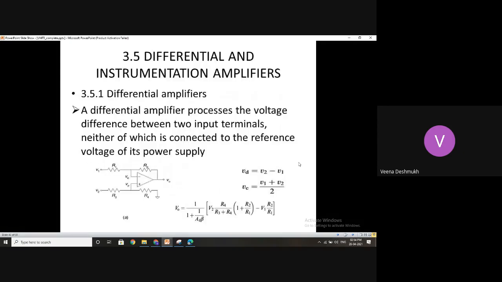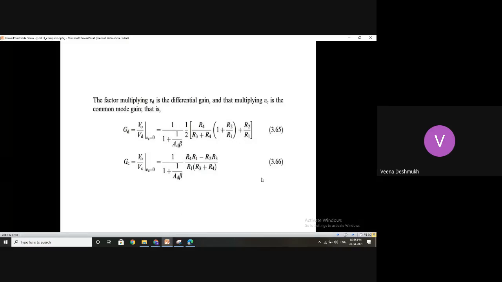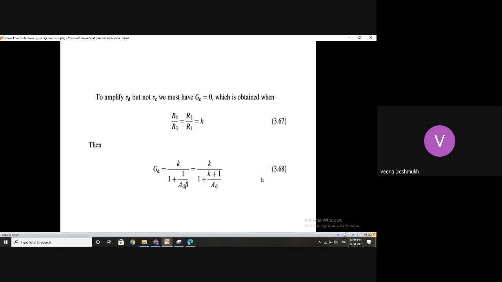A quick recap of the previous class. In the previous class, we discussed the differential and instrumentation amplifiers and what the basic requirement for differential amplifiers is. Also, we studied different ways the power supply can be connected to the bridge to minimize the errors. So in the differential amplifiers, we saw how the input impedance and the gain functions work, and how the common mode rejection ratio plays an important role.